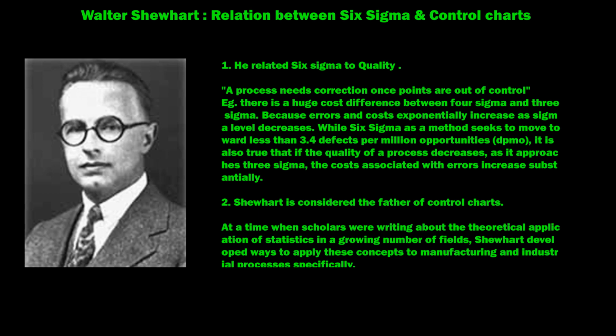There is a huge cost difference when we talk about 4 sigma and 3 sigma. Hence, it is advisable to correct any point which is going beyond 6 sigma, that is, in terms of the variation. Then he also related this theory to control charts. Let's understand how it is.